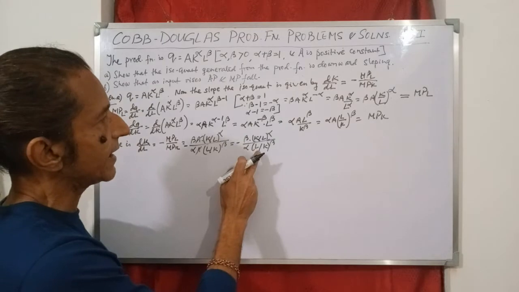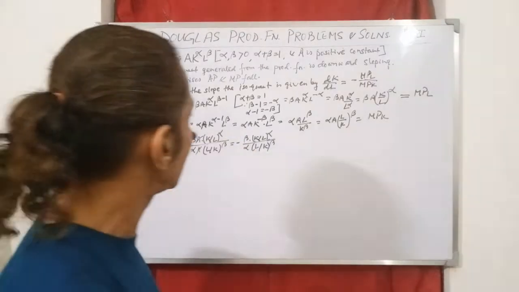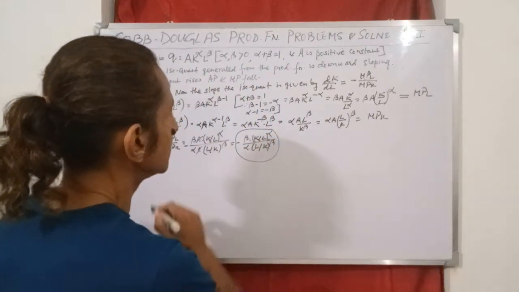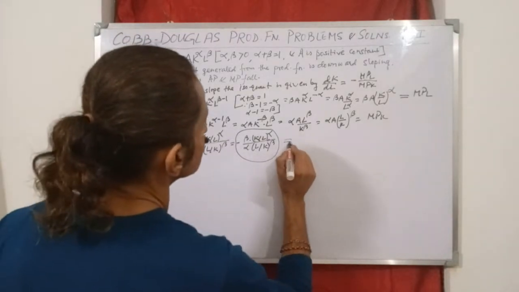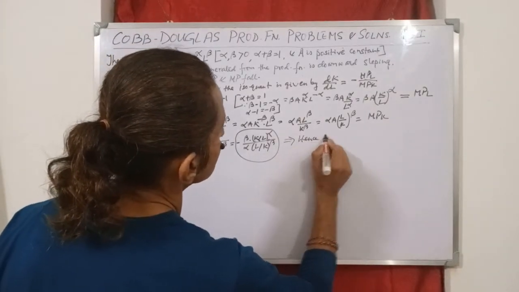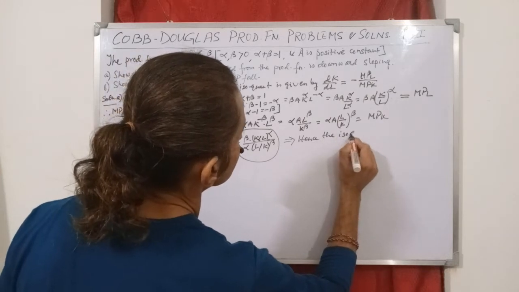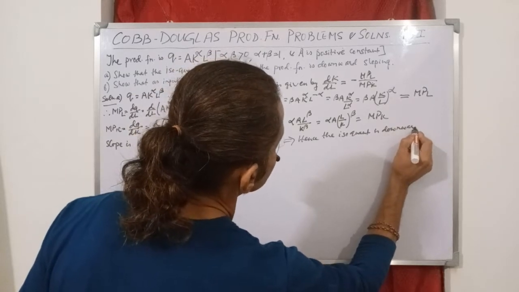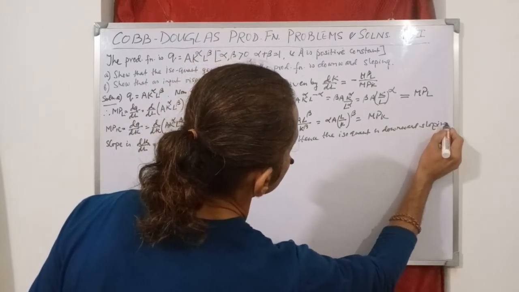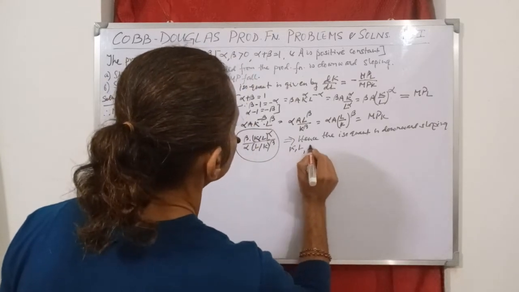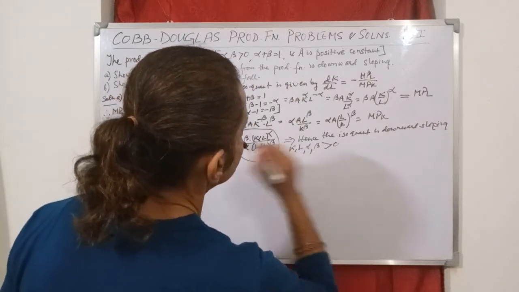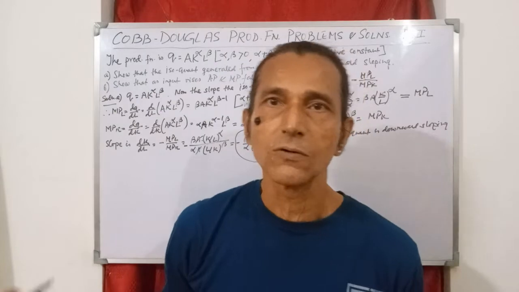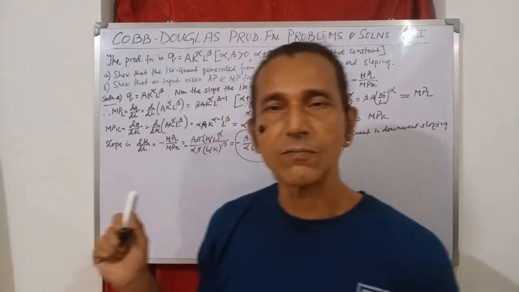Now you see alpha, beta, K and L are all positive. Therefore, this must be negative. Hence, the iso-quant is downward sloping, since K, L, alpha, beta are all greater than 0. Right? So I have solved part A of this problem.